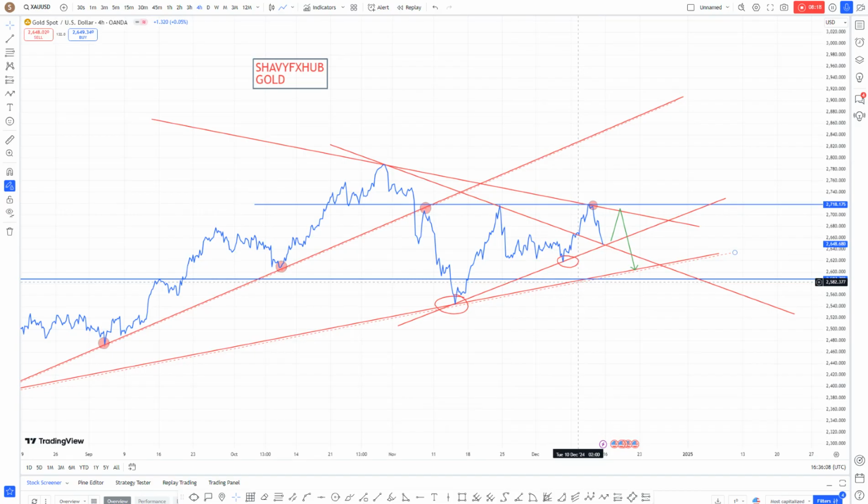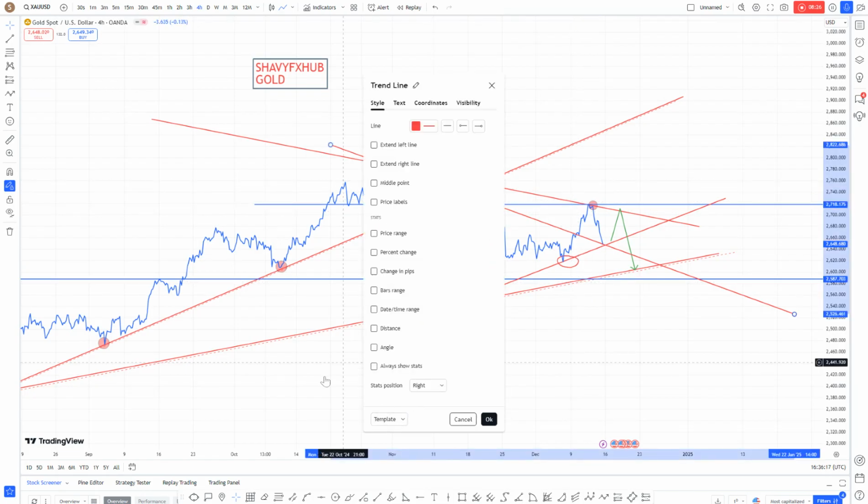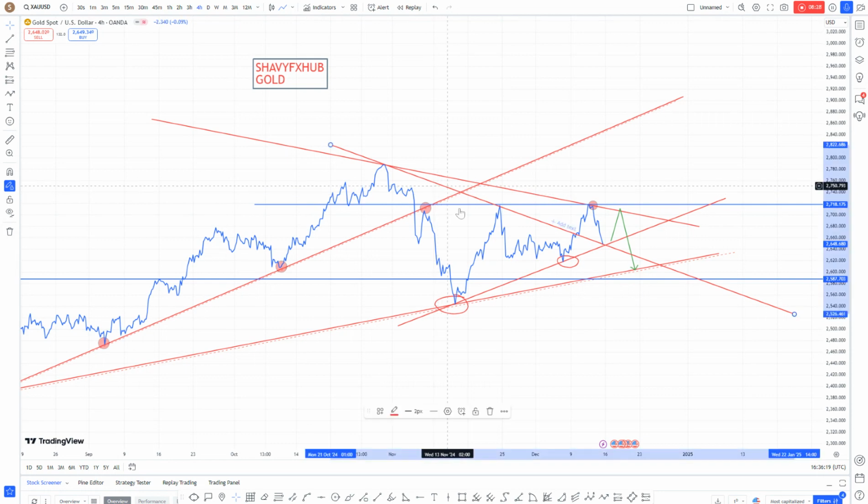And from the line chart, we have a double confluence. The double confluence is one, a descending trend line, which I will change the color to black.